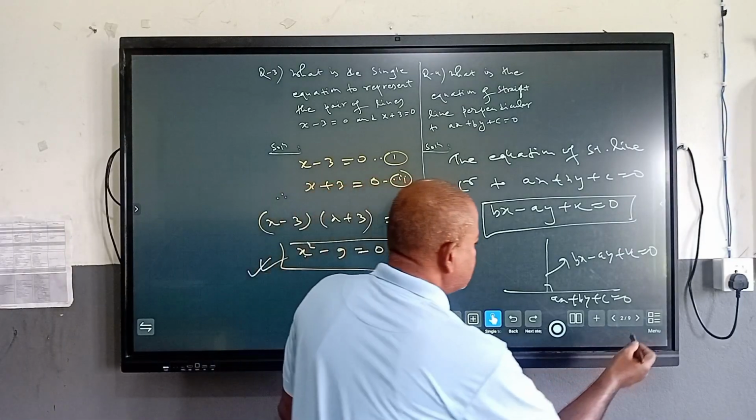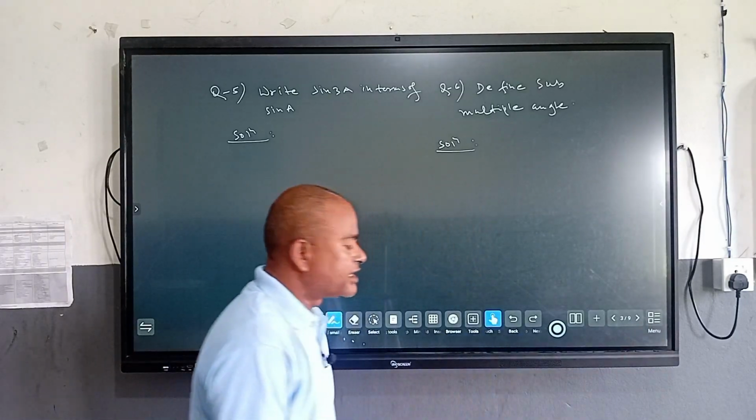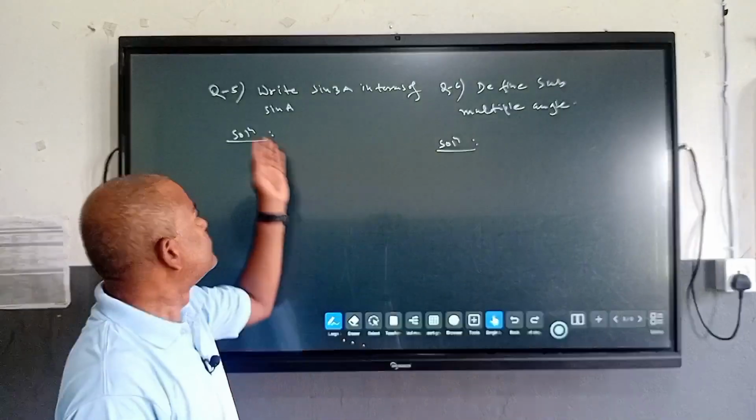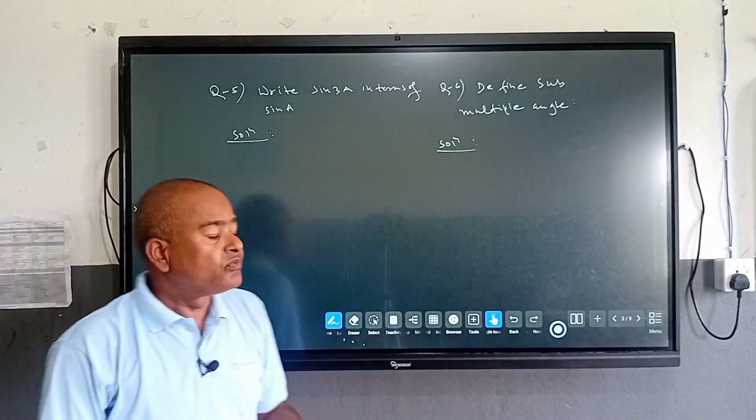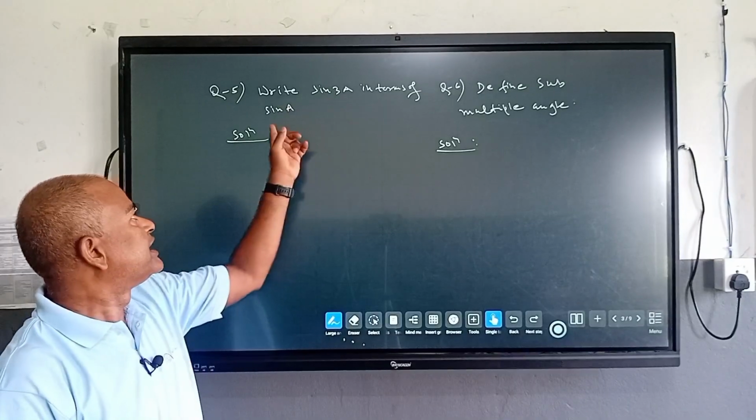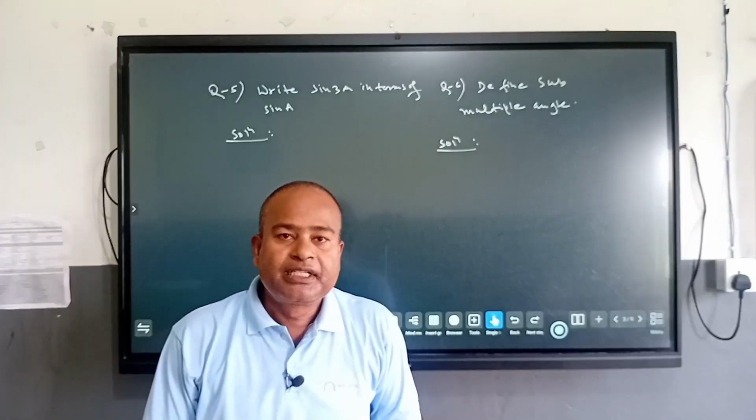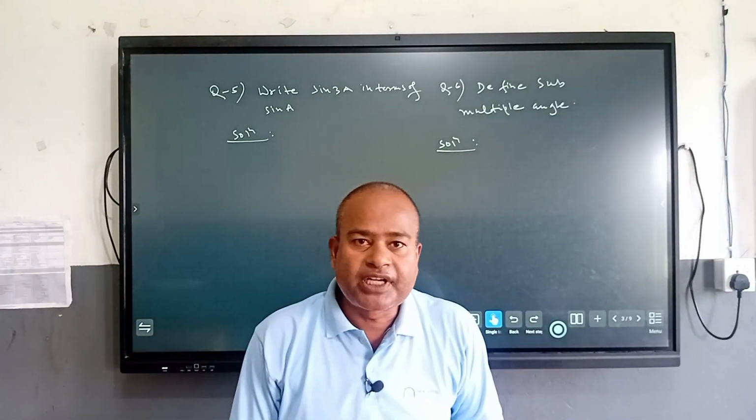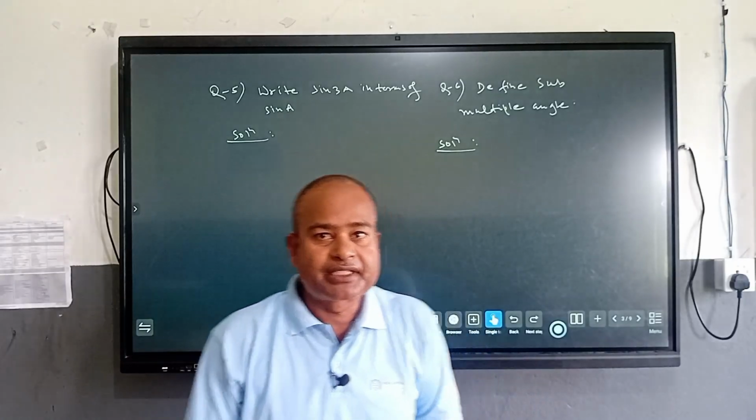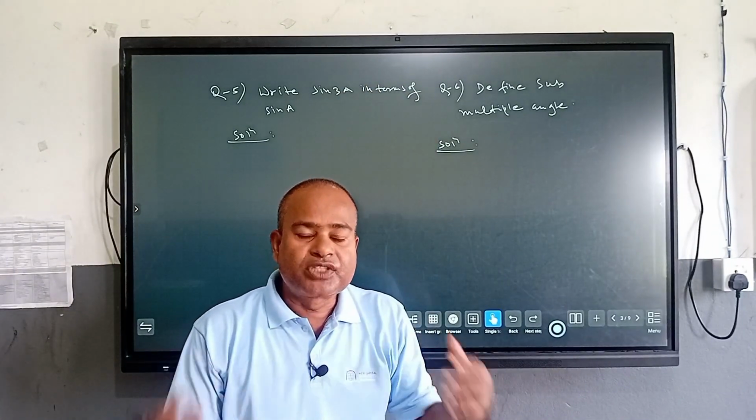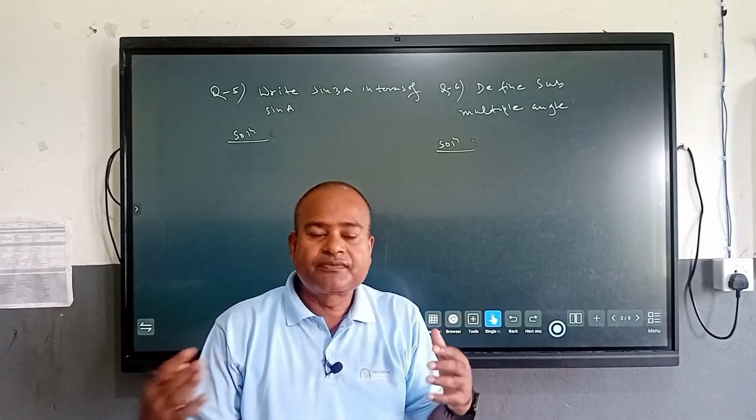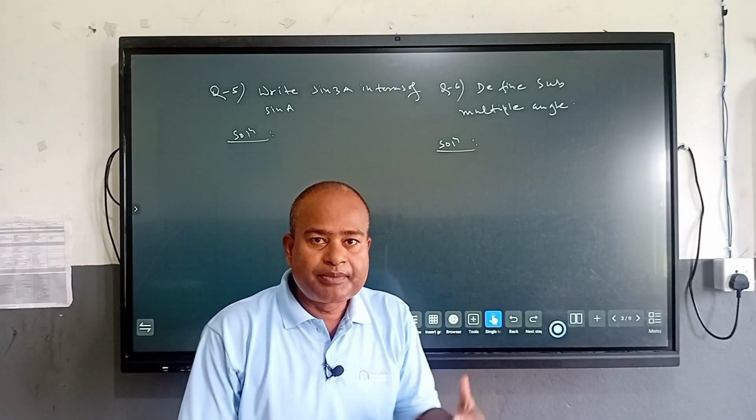Dear students, now let's go to the next question, which is question number 5. In question number 5, we have to write sin 3A in terms of sin A. Dear students, we have to write the formula of multiple angles. 3A is the multiple angle. So this problem is from the chapter of multiple angles.